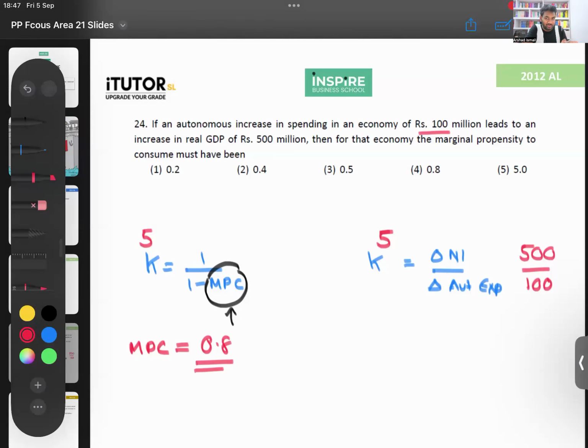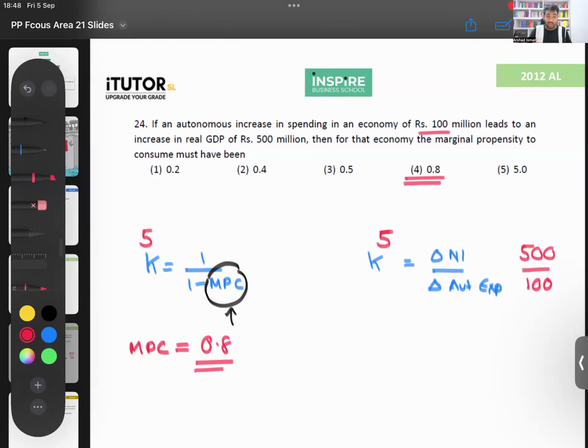I hope you all know how to substitute and get the 5. So 1 over 1 minus MPC, find the MPC. By practice, you should know right now that if the MPC is 0.8, it multiplies to 5 here. You can put it into the equation and get it, but you all should know this by heart now. Okay. That is that.